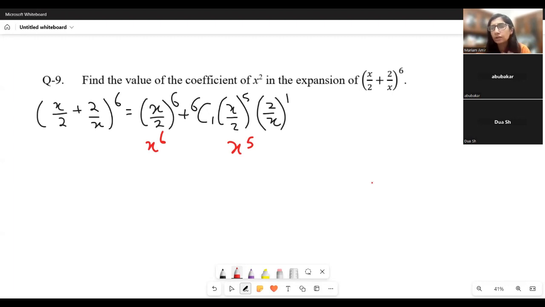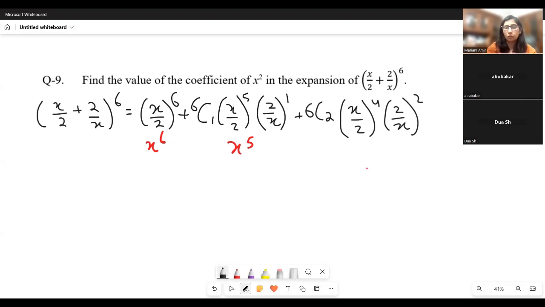So we can keep going instead of using the T(r+1) method. Okay, so the next term would be 6c2 (x/2)^4 and then (2/x)^2. So what term in x are we getting? We have x power 4 in the numerator and x power 2 in the denominator. So that gives x squared. Achha, this is incorrect, this gives x power 2. So we got x squared in the third attempt.